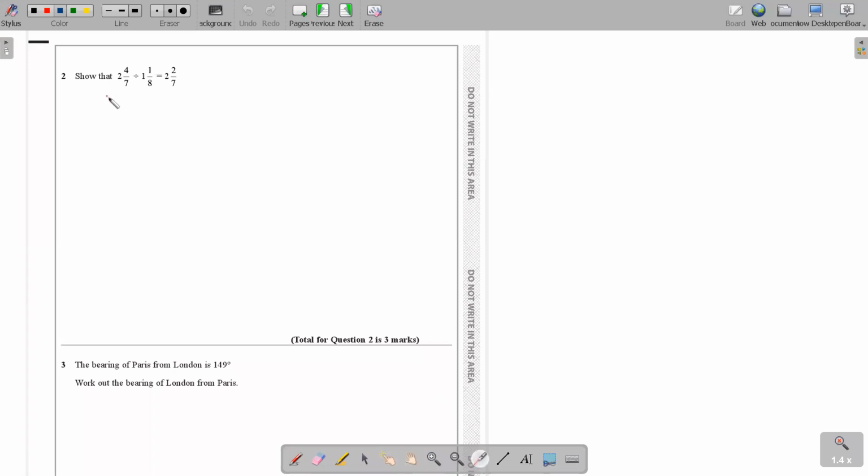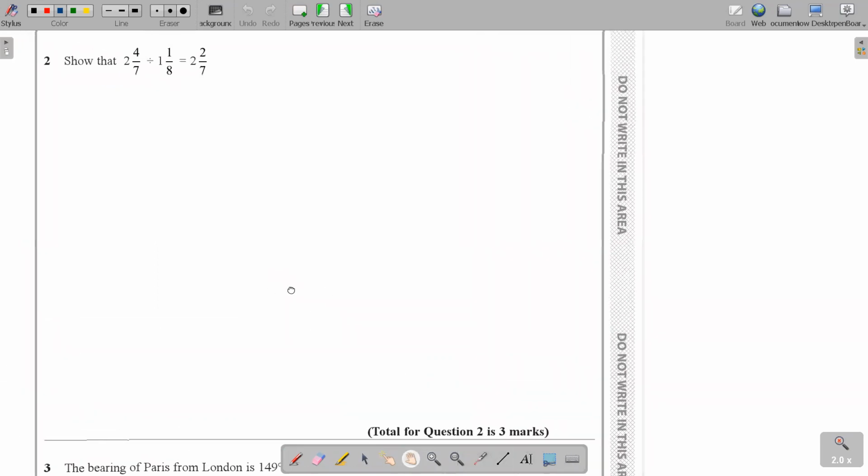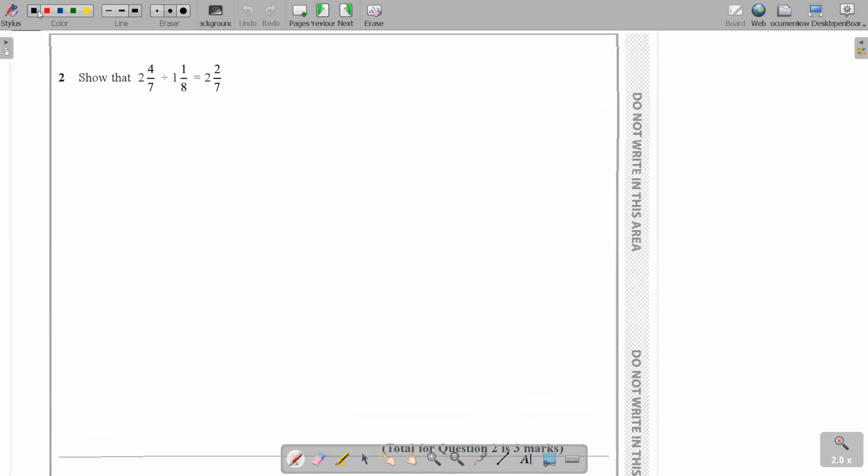Question number 2. Show that 2 4 over 7 divided by 1 1 over 8 equals 2 2 over 7. Okay, so you can see we have a whole bunch of mixed fractions here. It's a show that, which means you need to show clear working here. So I'll start from the left side: 2 4 over 7 divided by 1 1 over 8. You need to show your working here because it's 3 marks.